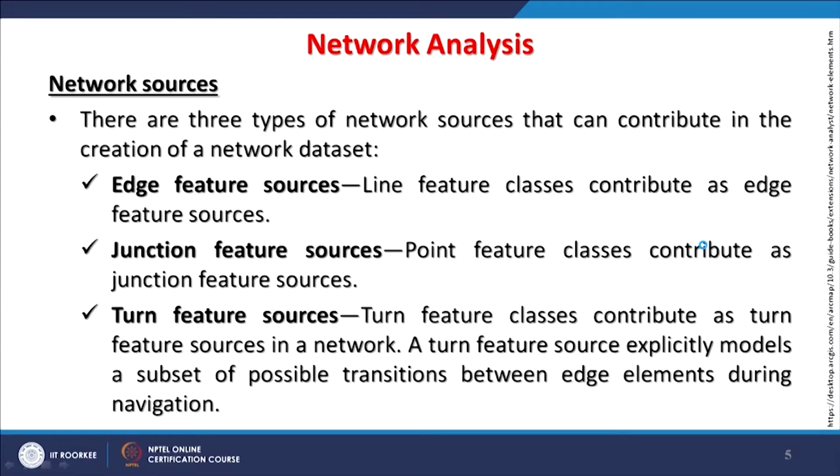So, if I take the example of edge feature sources, line feature classes contribute as edge feature sources, because these are polylines basically, whereas for junction feature sources, point feature classes contribute. And the turn, as you know, is keeping information because it is a vector. So it is not difficult to know which is on the right side and which is on the left side, because this is a typical vector. So turn information can also be stored or developed in our GIS database, especially related with networks.